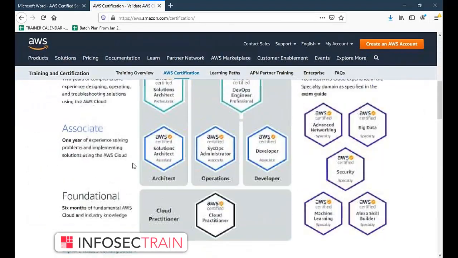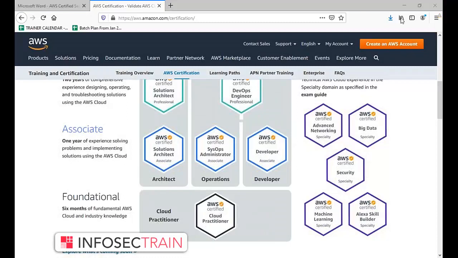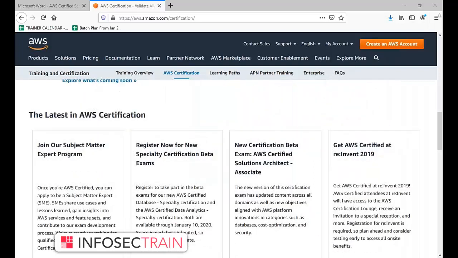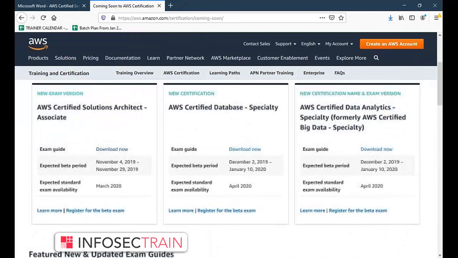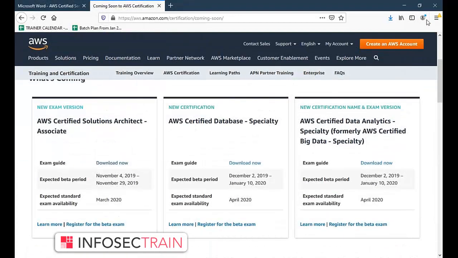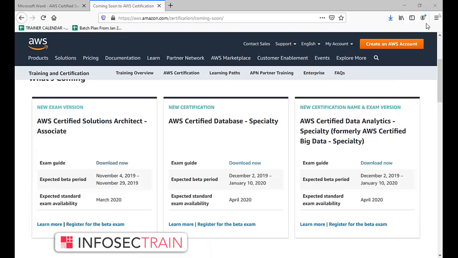See, previously, as I told you, when we talk about certification, you must go step by step: architect, then professional, then specialty. But now you can directly go to it. And as I told you, they have some newer certifications coming, actually the database specialty and data analytics specialty. Just changing the name as well. That's all.